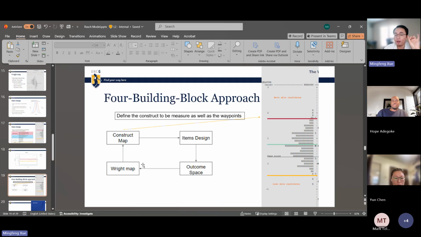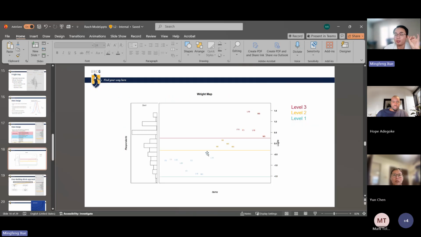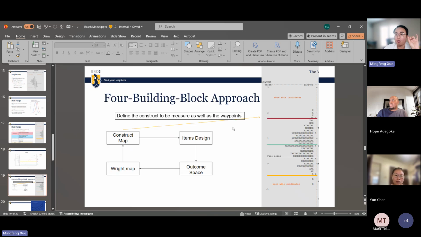If it doesn't satisfy, if you find there's a lot of chaos in this Wright map, maybe some of the blue level items are too difficult and they jump to maybe 0.1, and some of the orange items fell below maybe negative 0.1. That is common, especially in the initial round of development, and it means that either the level we define is wrong, or the item is wrong. And under this paradigm, we can interpret it differently.